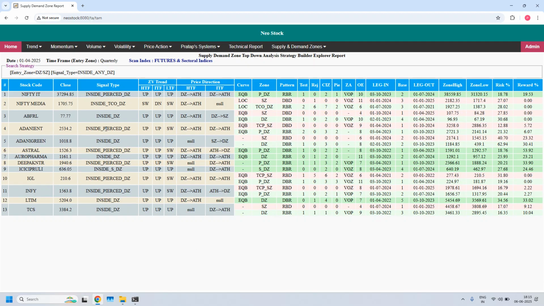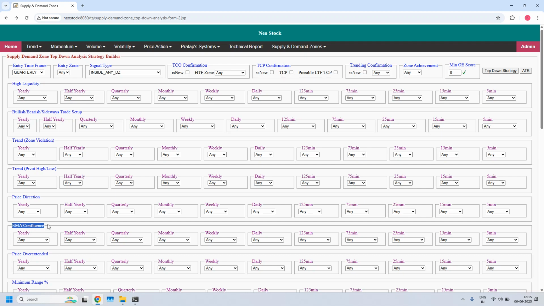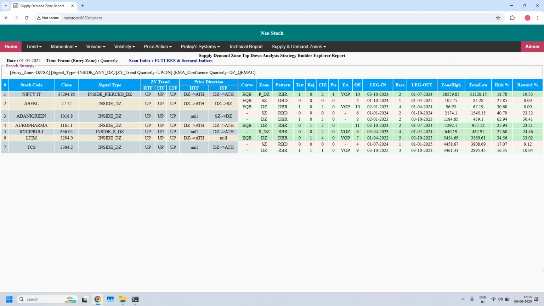We can further filter this list based on EMA confluence. That is a quarterly demand zone having quarterly EMA confluence. At the same time, trend on the quarterly should not be sideways. It can be up or down. We got 7 stocks.